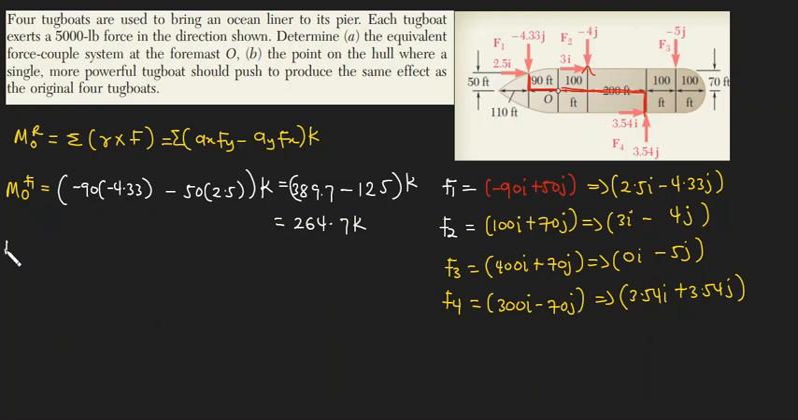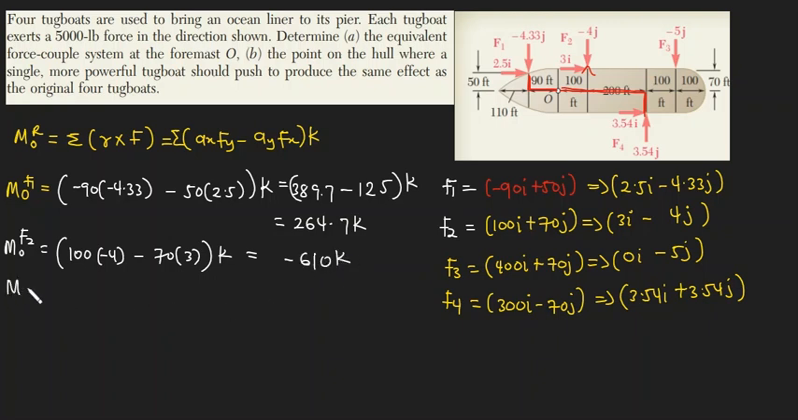Alright, so we are going to do the same for the remaining forces too. For F2 also, we are going to have 100 multiplying minus 4, minus 70 multiplying 3. I'm going to simplify this at once. So you have 100 times minus 4, minus 70 times 3. This will give us a value of minus 610k. Let's take note of this.